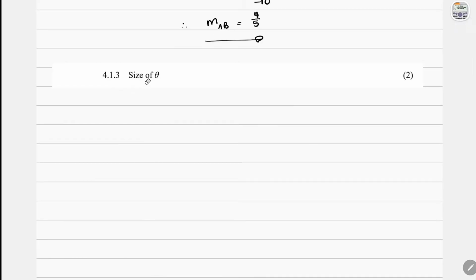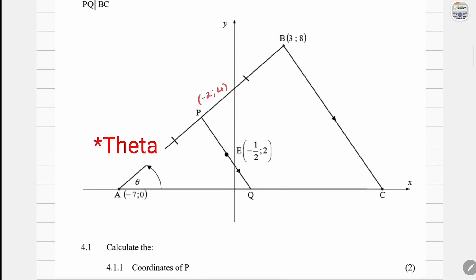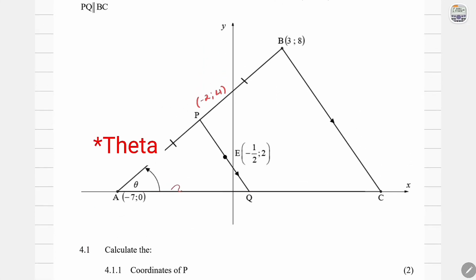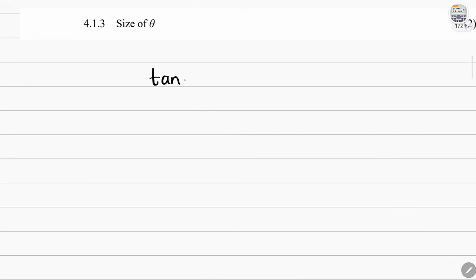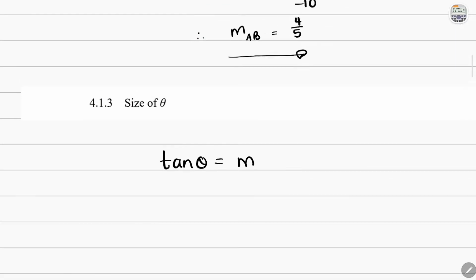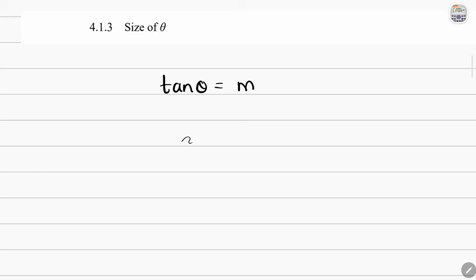Question 4.1.3 says, find the size of alpha. So we can see that alpha is the angle created between the x-axis and this line AB. So it's the angle of inclination of AB. So all we need to find this is the gradient of AB, which we just previously found as 4 over 5. So to find the angle of inclination, we simply say tan theta is equal to our gradient. So we're simply going to say tan theta is equal to 4 over 5.